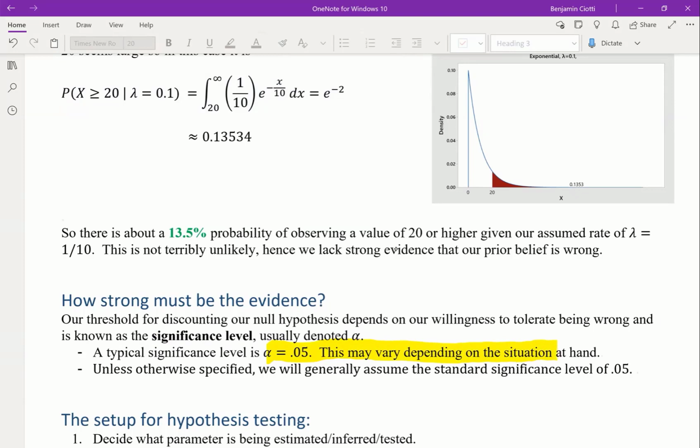For example, let's say you're designing pacemakers or passenger airlines. In that case, you might have a significance level of much less than 5%, like maybe 0.00001%, because if you screw up designing a passenger airline, then a bunch of people can die. Usually, however, we're going to assume a standard significance level of 0.05. So unless otherwise specified, you can usually assume that the significance level is 5%. So all that said, here's how you do hypothesis testing.